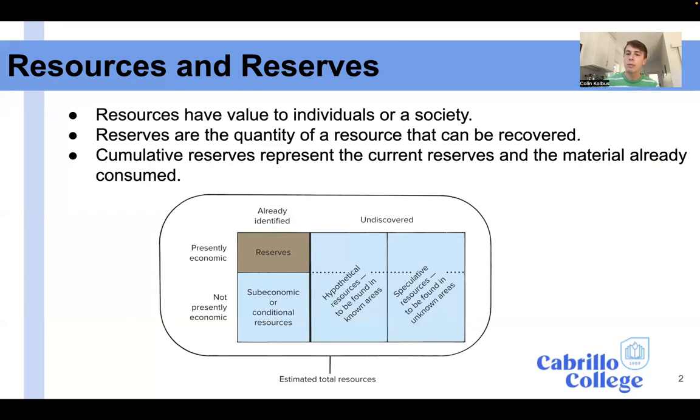Cumulative reserves represent the current reserve that we're working with, and then material that's also already been consumed, which isn't represented on our figure here. And so if I'm talking about cumulative reserves, we're looking at what we're currently using and have access to, and then what we have used in the past already that's been taken care of, accounted for.